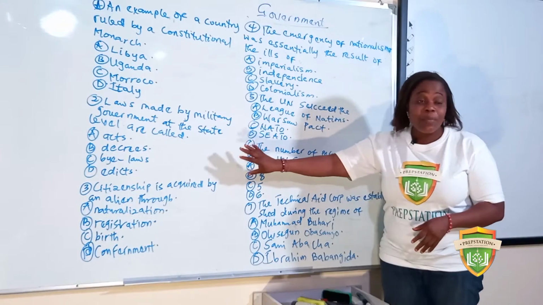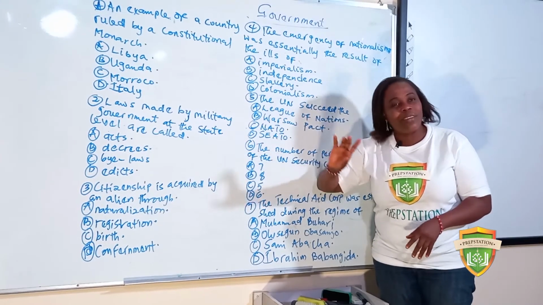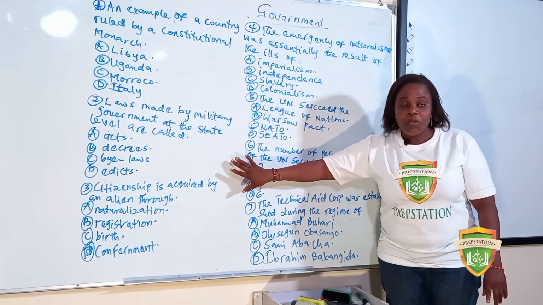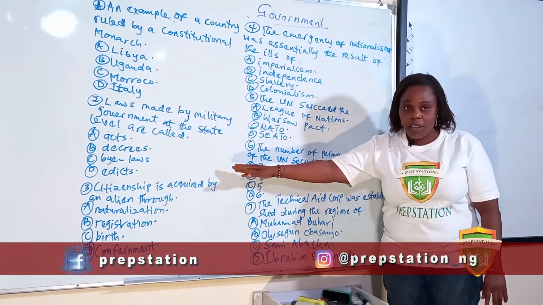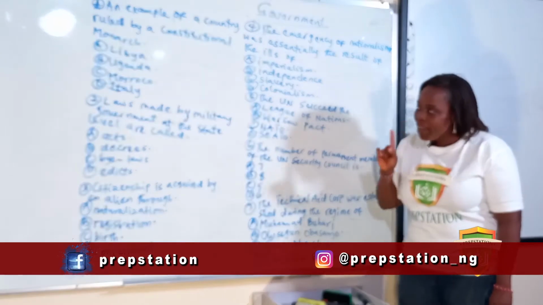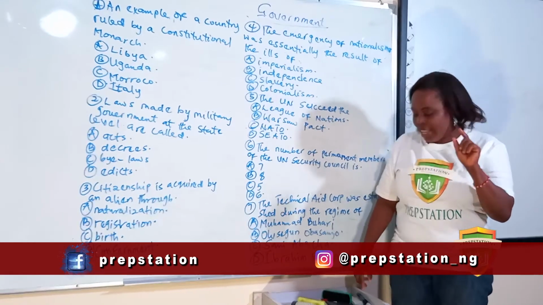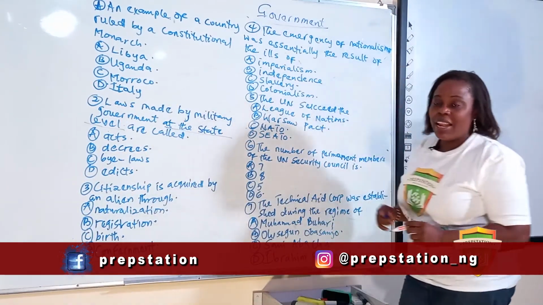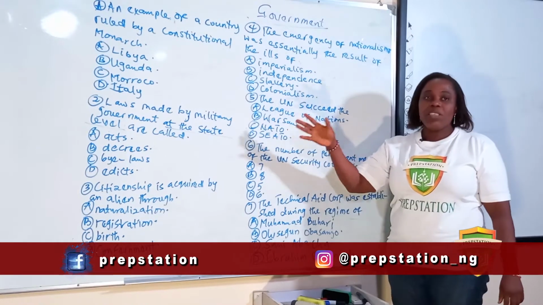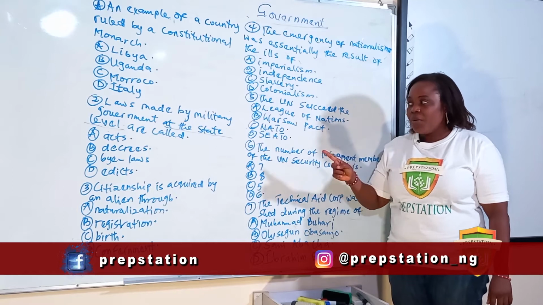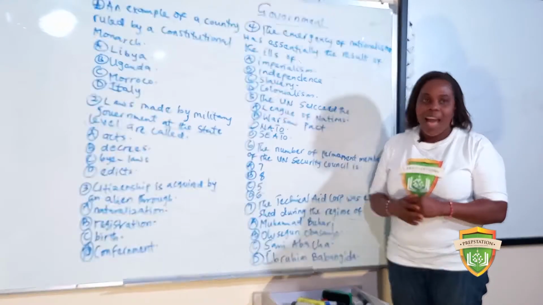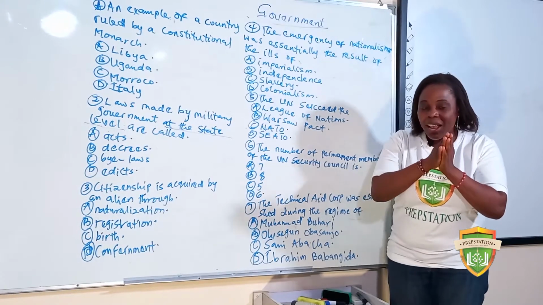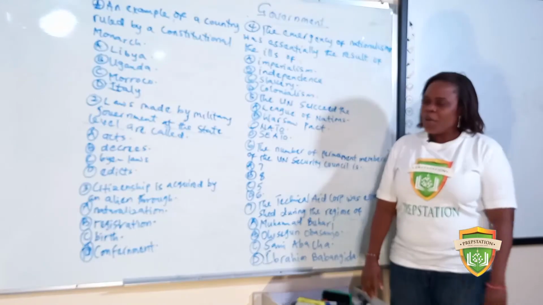Before we go further, this is a very tricky question. A lot of you may fail this if you're not careful. So now, I want you to pay attention to what I'm going to say concerning this question. Laws made by military governments at the state level. Please underline this. At the state level. I underlined it so that you take note of this. When you see questions like this, at the state level are called A. Acts. B. Decrees. C. Bylaws. D. Edicts. What do you think is the answer?